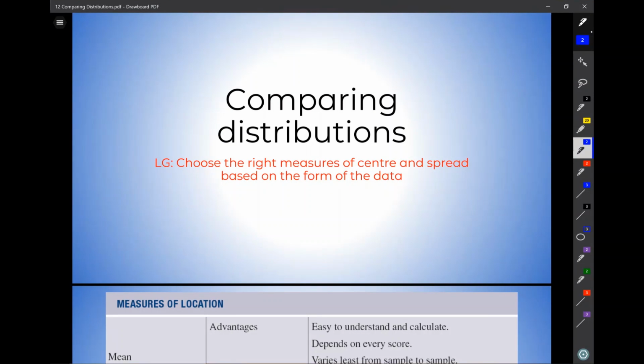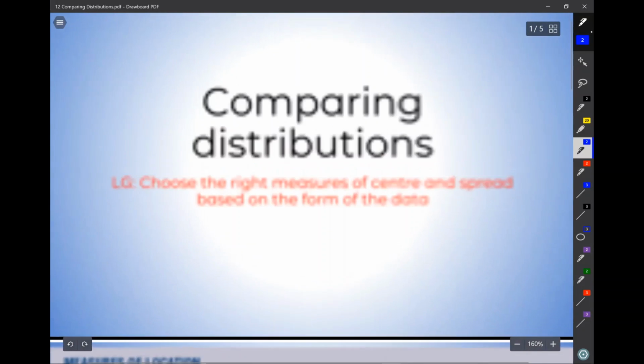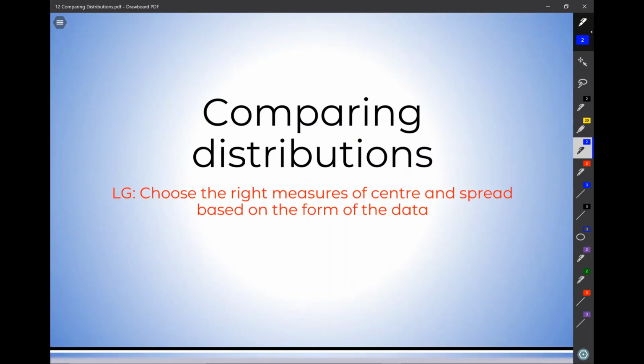Hey guys, today's lesson is about comparing distributions. What we're going to be looking at is choosing the right measures of center and spread based on the form of the data. You'll see what that means in a second.